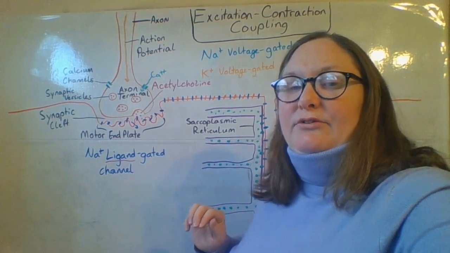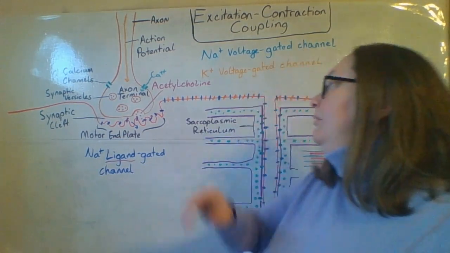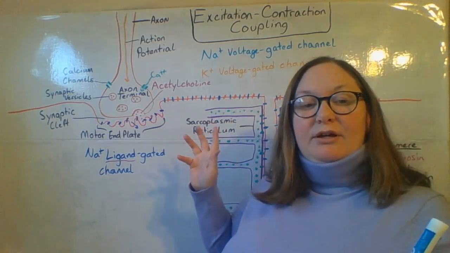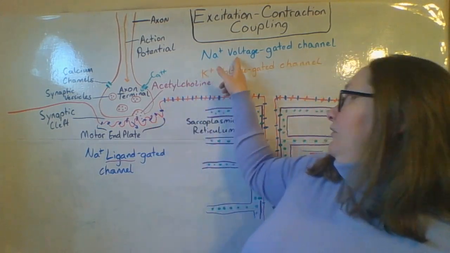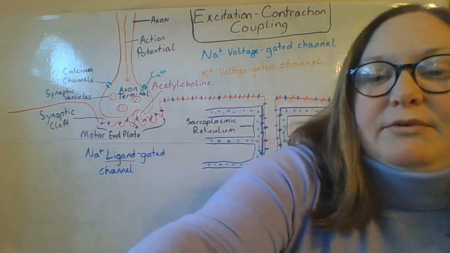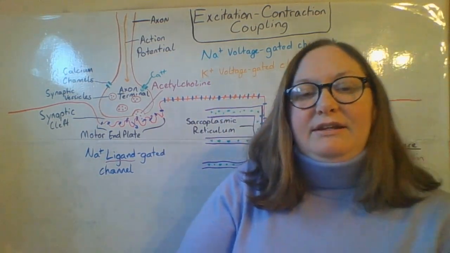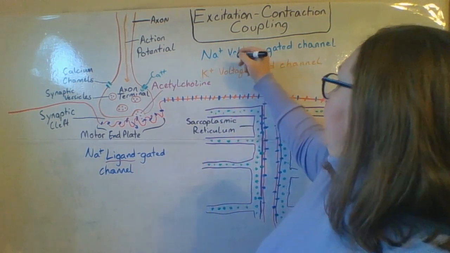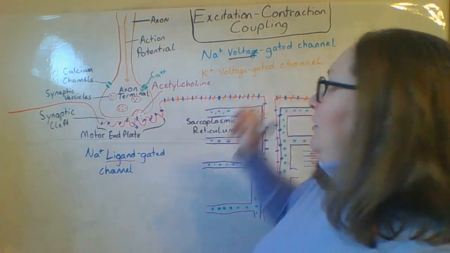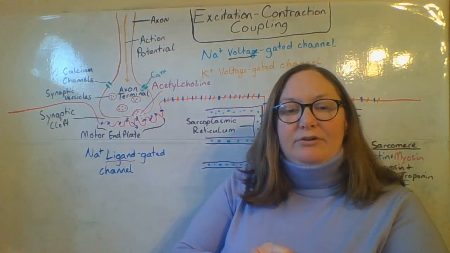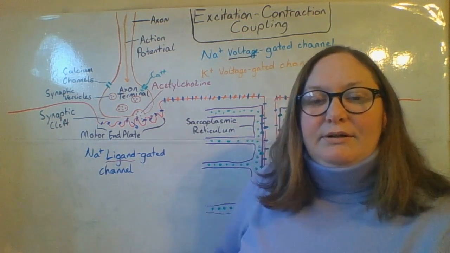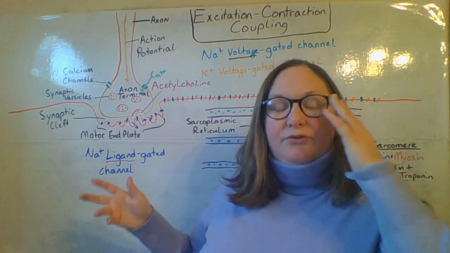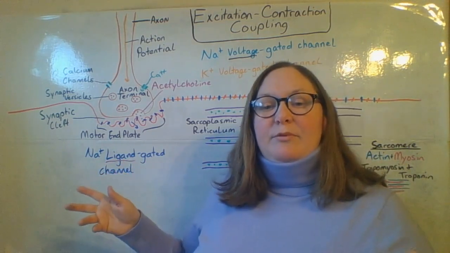another type of channel. What are those? I drew them in light blue here because they're still sodium channels, but now they are voltage gated. And when it's voltage gated, does anything need to bind to it? We don't need anything to bind to it. What are these voltage-gated channels responding to? They're responding to a change in the membrane polarity. So it's really responding to a depolarization in the membrane.